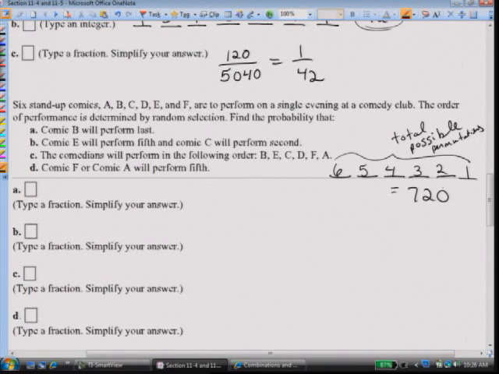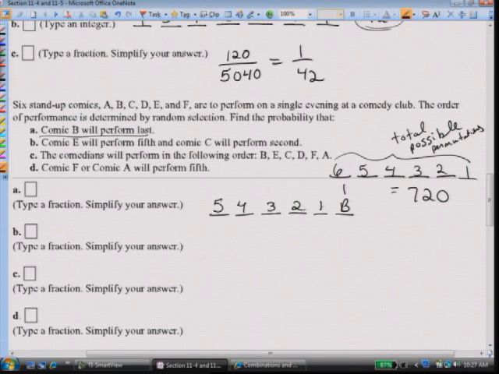720. Now, what's the probability that comet B performs last? If comet B performs last, there's only one way for that to happen. But if you've already made that happen, how many choices do you have for the first comet? 5. You only have 5, because B has to go last, so you can't pick from him anymore. And then 4, 3, 2, and 1.